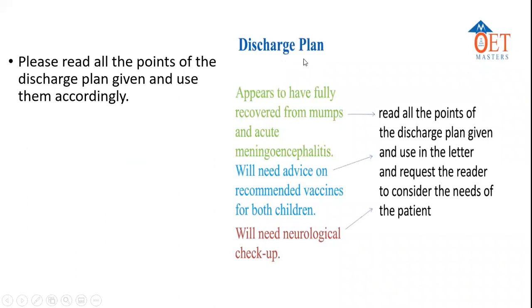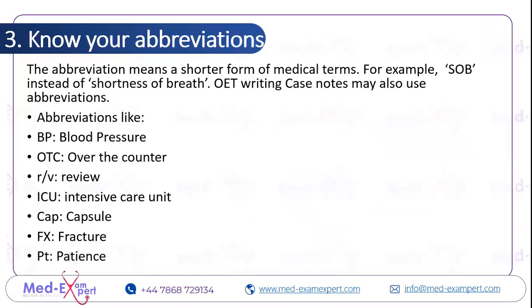Next, for example, we have a discharge plan: appears to have fully recovered from mumps. This is about the patient and acute meningoencephalitis. Will need advice on recommended vaccines for both children. Will need neurological checkup. So these 3 points we have to tell to the person whom we are writing to, that this patient requires this thing. We are requesting the person to consider these needs of the patient. So you don't have to miss any point from these. Everything should be included if it's a discharge plan, referral plan, or a transfer plan.